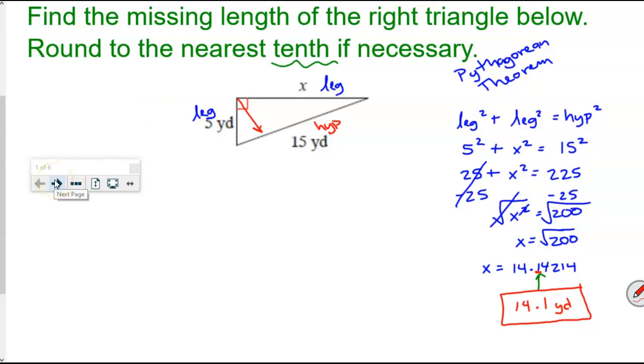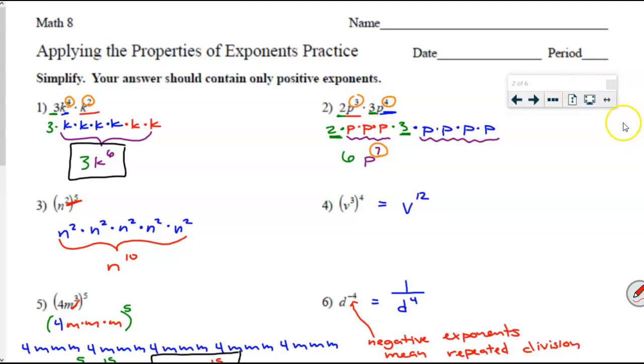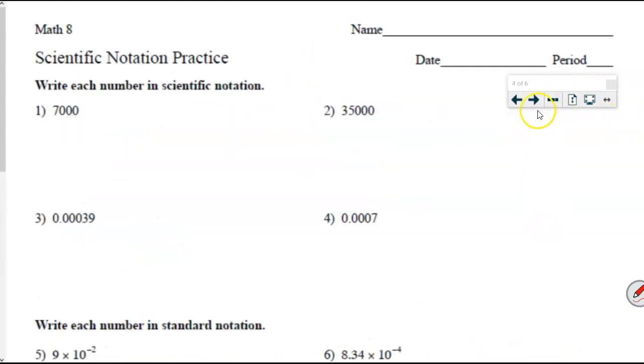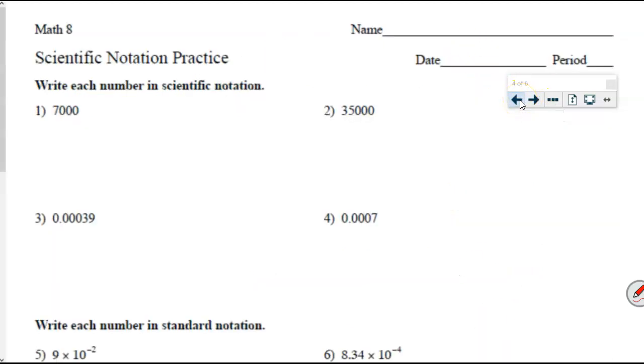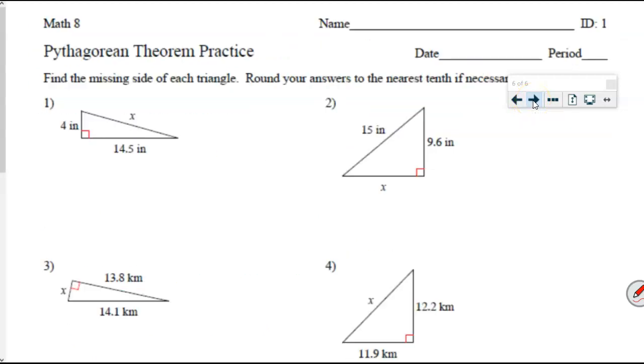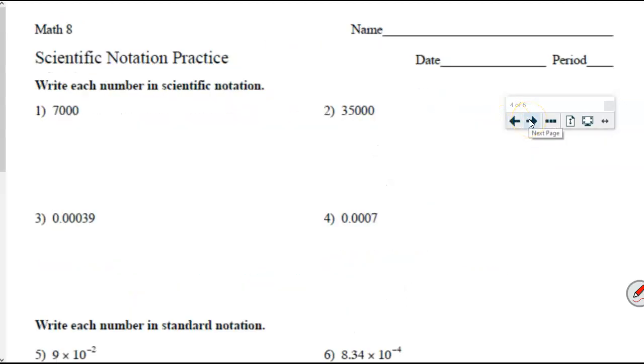All right, let's continue on with our review. In our last video, we reviewed the properties of exponents, and we also reviewed functions. We finished both of those sections, so now let's go back and review scientific notation. And then we'll finish up with reviewing the Pythagorean theorem, which we started with our quick pull, so that should go pretty easy. So let's review scientific notation.